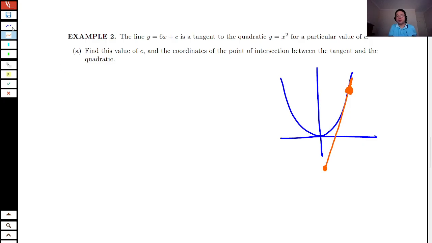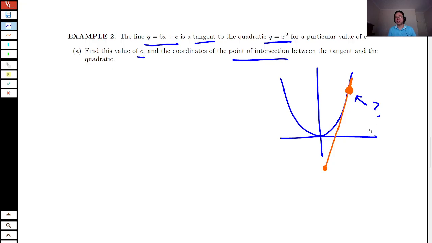We want to find that y-intercept. Find the value of c such that y equals 6x plus c is tangent to y equals x squared, and find the point of intersection. So I want this point here. What are those coordinates?